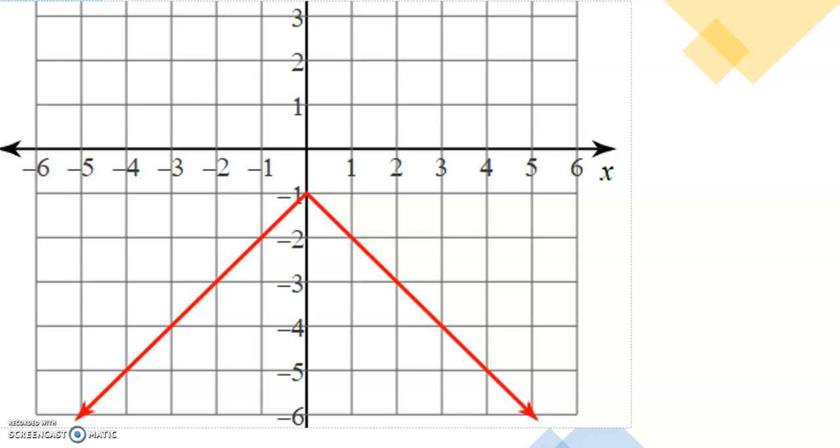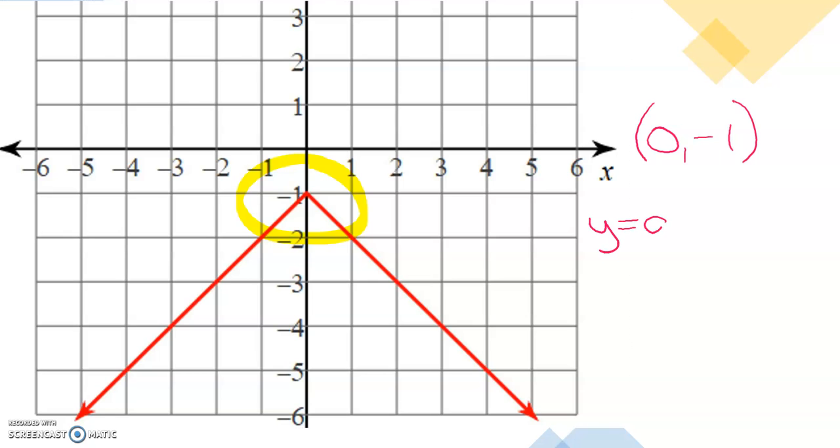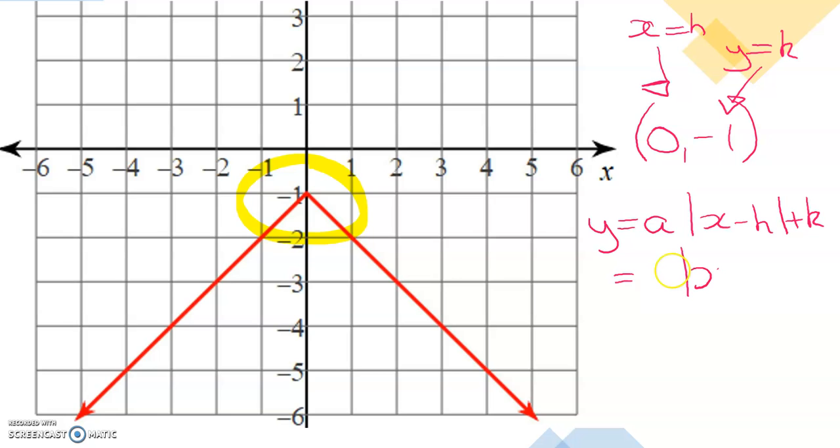Here we have another one. So again, first we need to identify our vertex. So that's here. And the x value is 0 and y is negative 1. And remember, our equation is y equals a absolute value x minus h plus k. So we need to put our x and our y in. Remember, this is x, which is our h value, and this is our y, which is our k value. So we end up with a, we don't know a yet, then it's x, we don't have to put anything in there because it's 0, and plus k, so minus 1.